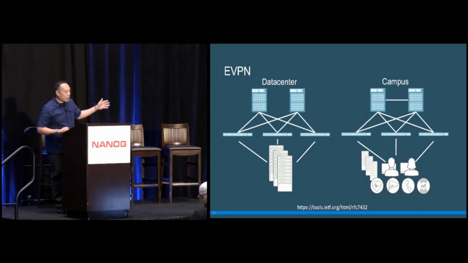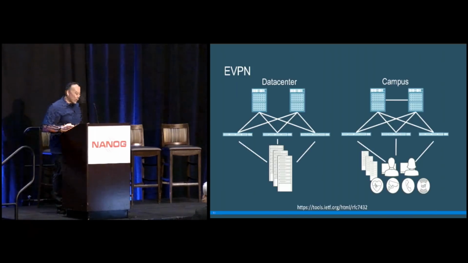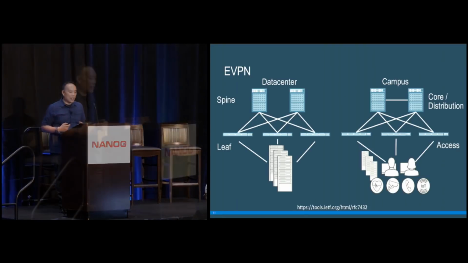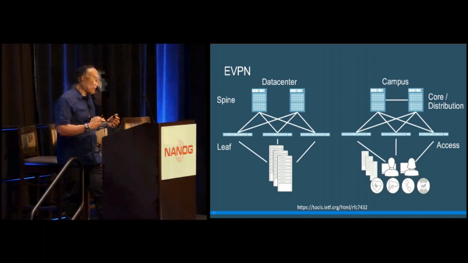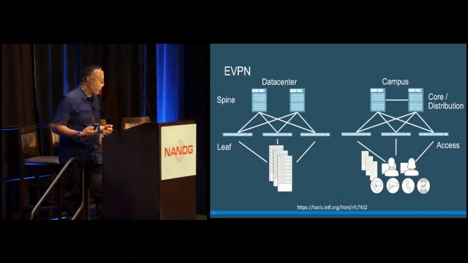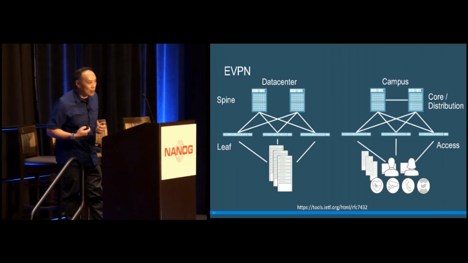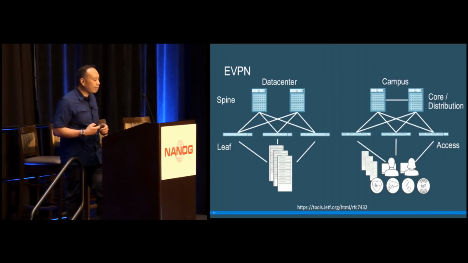Now, if we look at the picture, the data center and campus are not too different. There's a similar set of challenges. In the data center, we have spines. In the campus, we have core and distribution boxes. There are leaves, and then there's access switches. So with these similar challenges, VLANs, getting rid of spanning tree, limiting of flooding and learning, as well as the flexibility users require, why don't we leverage EVPN in the campus?